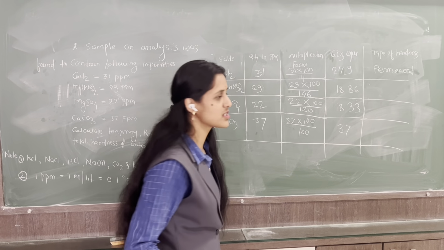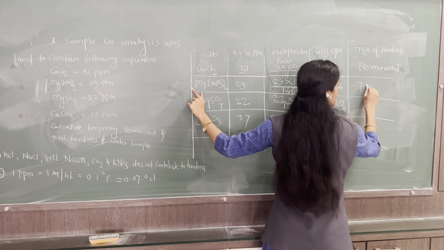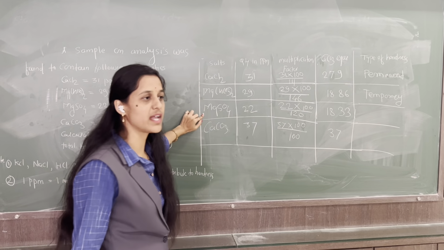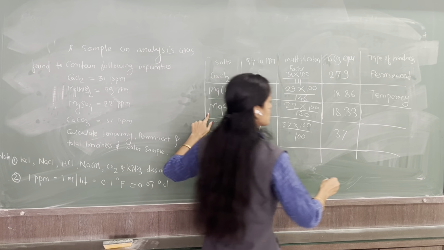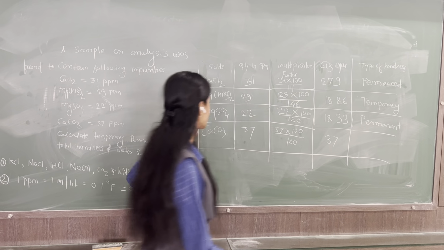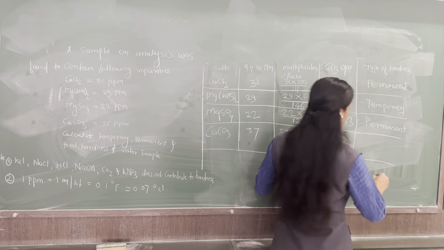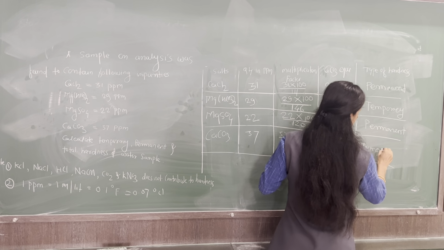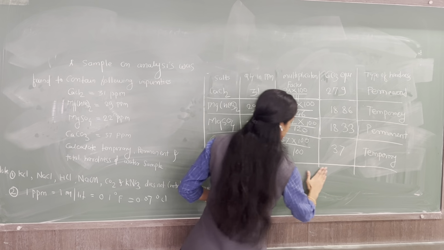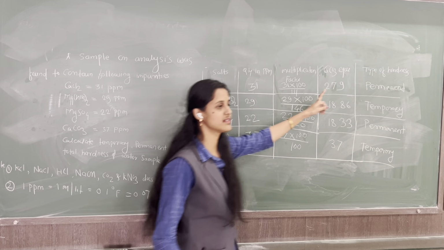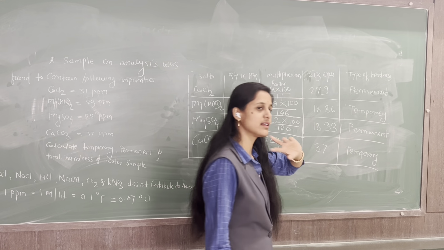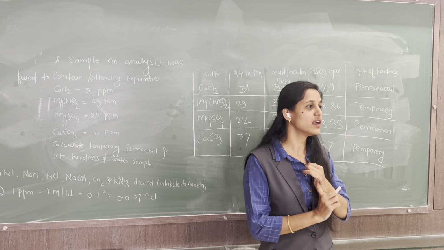Then next one is Mg(HCO3)2. It will cause the temporary hardness. Then next one is MgSO4. It is sulfate of magnesium, so that will contribute the permanent hardness. Then next one is CaCO3. Again that will contribute the temporary hardness. Now we have the salts and the type of hardness each causes. So right now we have to calculate the temporary, permanent and total hardness.